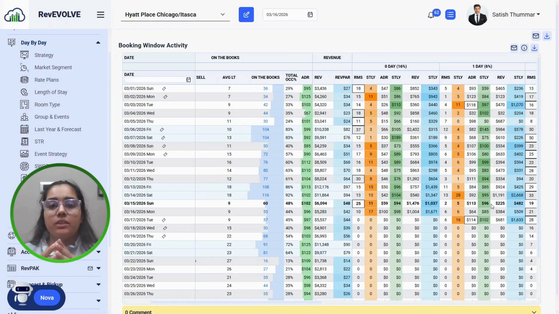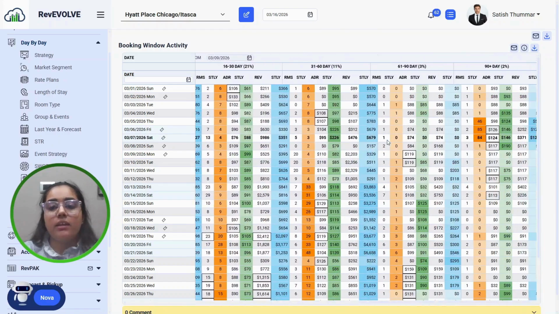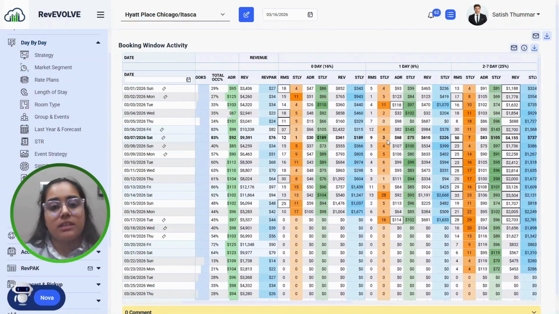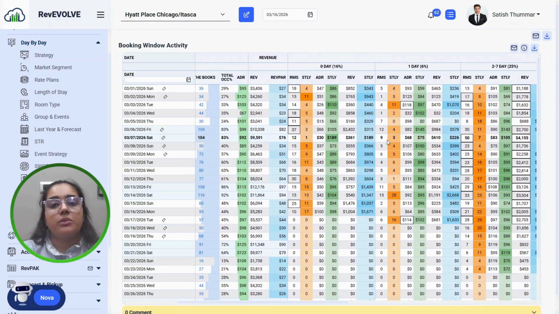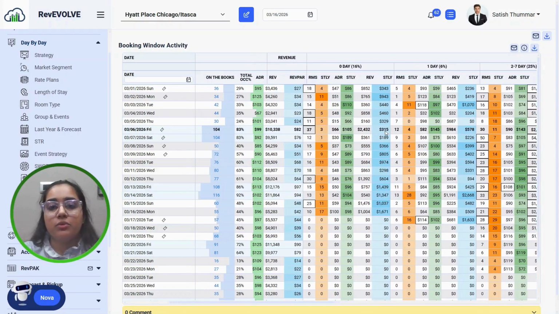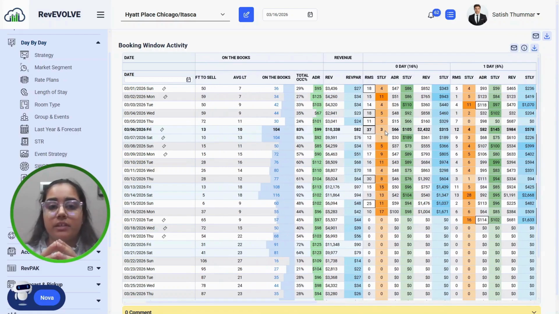Now, let's move to the day-to-day booking window widget. While the monthly view shows the overall pattern, this widget provides much deeper operational insight. Here, each row represents a specific arrival date. And just like the monthly view, the booking windows are again displayed across multiple lead time categories like 0 day, 1 day, 2 to 7 day, and up to 90 plus days. Once again, the highlighted cell shows which booking window contributed the most bookings for that particular arrival date.